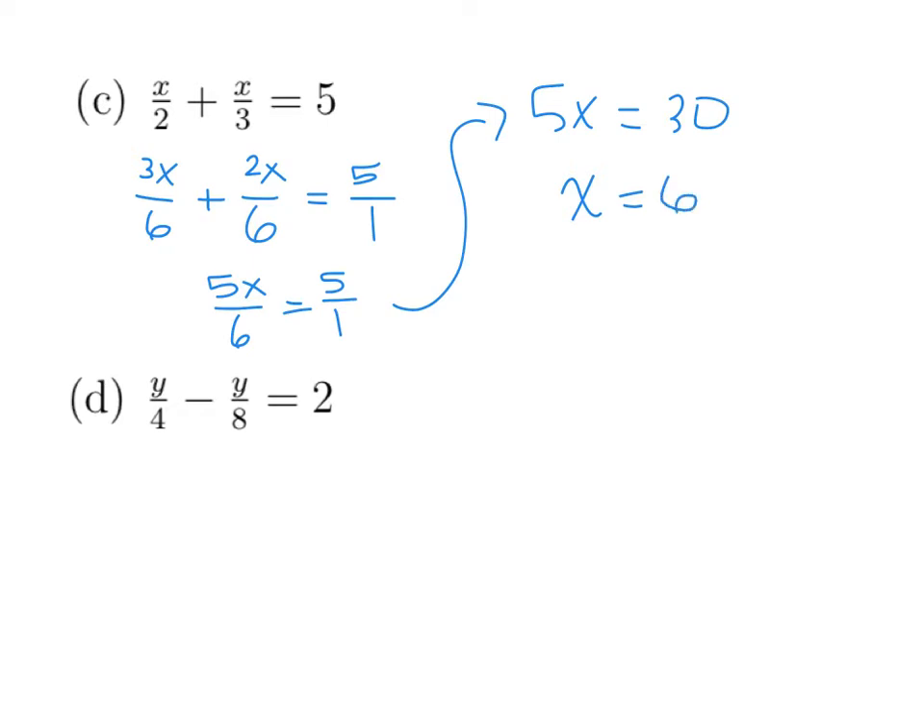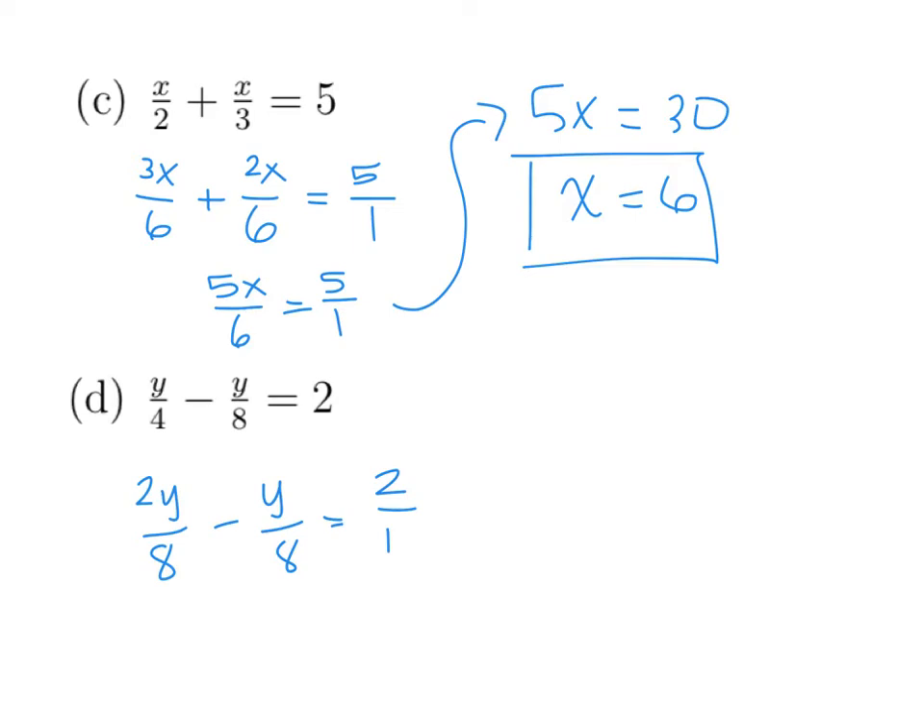There's no variables in my denominator, so there's nothing that will make my denominator 0, so that's our answer. Looking at letter D, the LCD of 4 and 8 is going to be 8. I want to multiply this by 2, right? And then the y for the 8 is going to stay the same, equals 2 over 1.